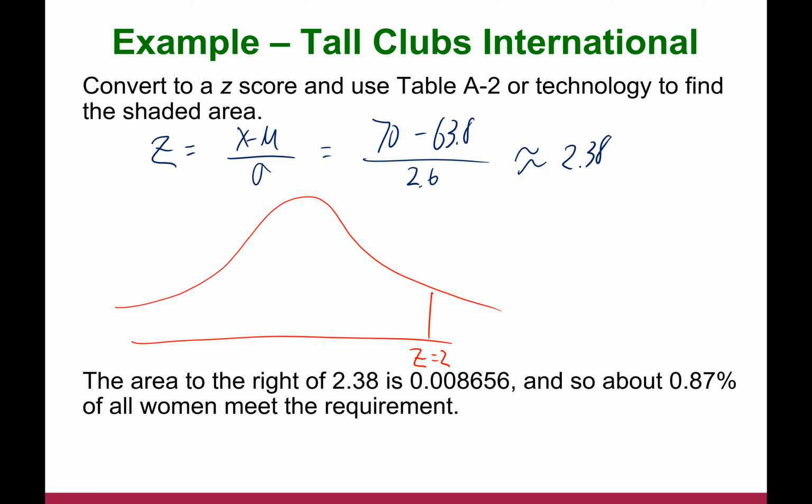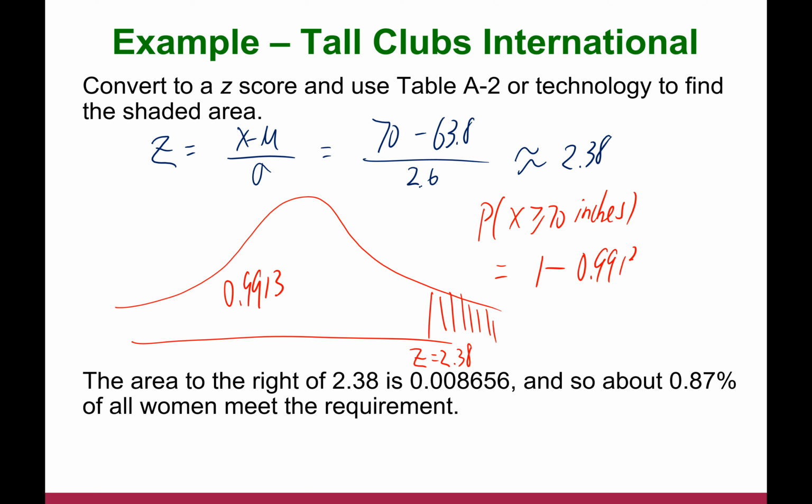Then we can use that to find the area to the right, and that's what we're looking for. Now the area to the left is 0.9913. However, we're looking for the area to the right, so the total probability here is 1 minus the area to the left. So the probability for the height to be greater than or equal to 70 inches will be equal to 1 minus the area to the left, 0.9913, and that turns out to be 0.0087.